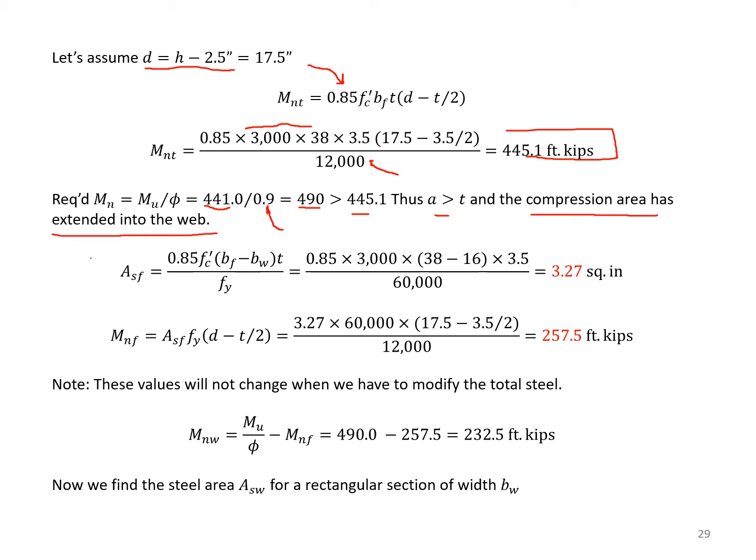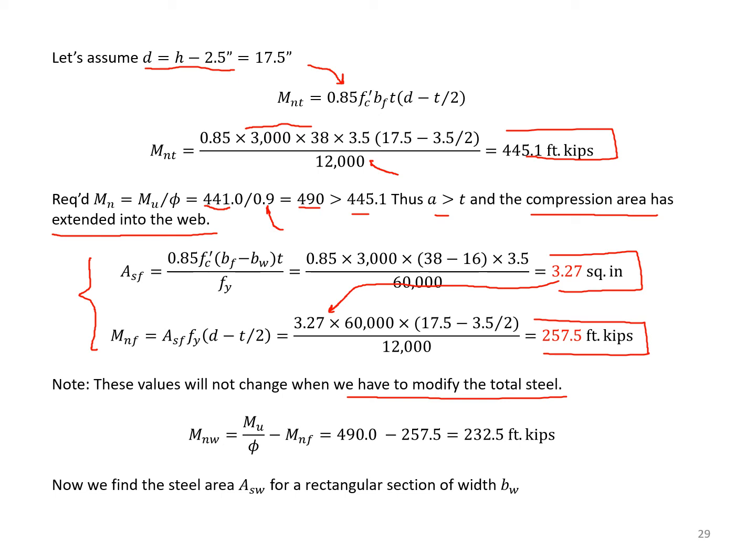So find the ASF and MNF. Remember that these things won't change. ASF, plugging the numbers in here, ends up as 3.27. Put that in the equation for MNF using pounds and inches, and at the end divided by 12,000, we get this much, 257.5 foot-kips, the strength provided by that F component. Now, these values will not change, as I said. We don't have to modify them. The only modification would happen on ASW, as I said.